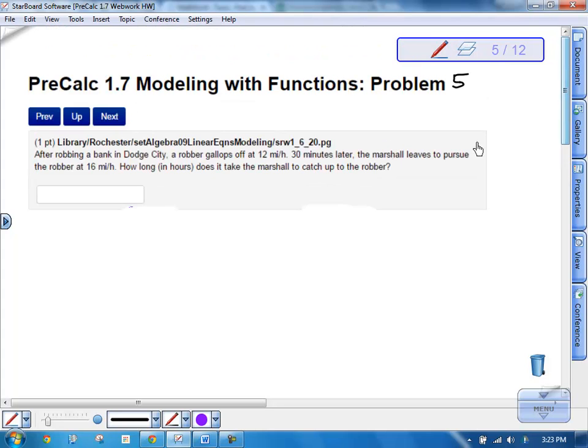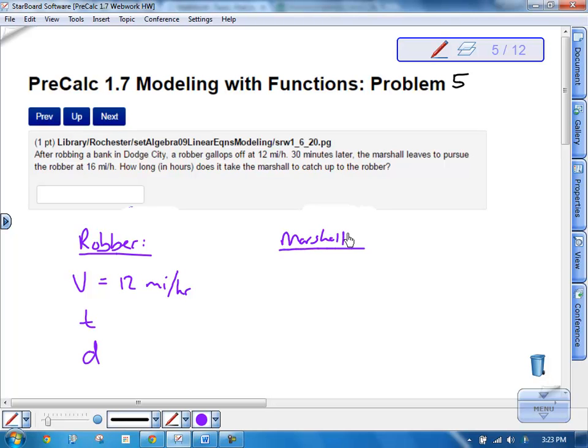Okay, the next problem is problem 5. It says after robbing a bank in Dodge City, a robber gallops off at 12 miles per hour. So let's write down the robber's information. His velocity is 12 miles per hour. His time, we'll call his time t, and his distance d. Now for the marshal, he's going to have a velocity that's a little bit faster, 16 miles per hour in my problem. His time would be t. He takes off later, so he's going to be traveling for less time.